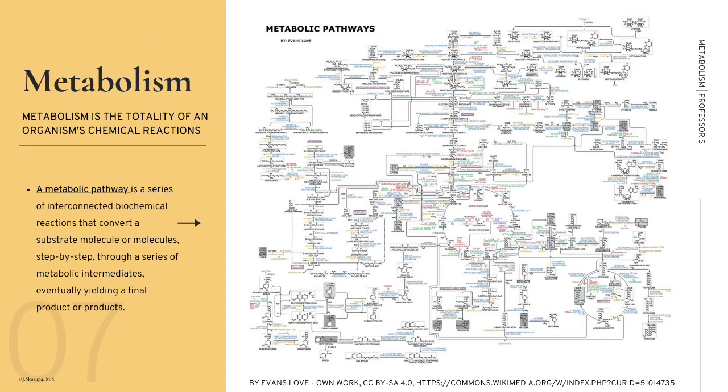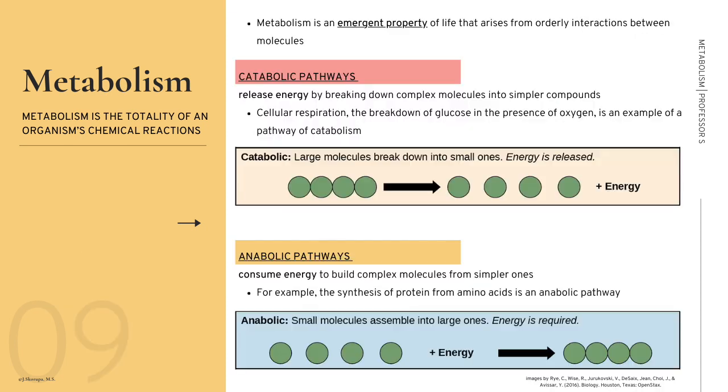Here again is the metabolism map with the metabolic pathways vital to human life. Bringing this discussion back to lecture 1 and the concept of emergent properties, metabolism is an emergent property of life which arises from orderly interactions between molecules. So let's break down metabolism. There are two arms of metabolism, two basic types, catabolism and anabolism, and they are opposites. Catabolic pathways release energy by breaking down complex molecules into simpler, smaller compounds.